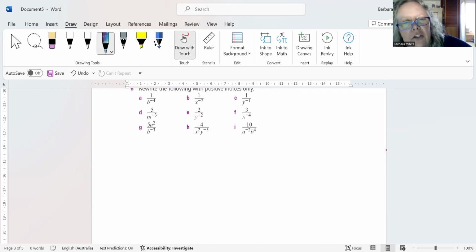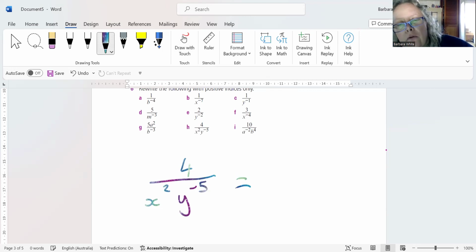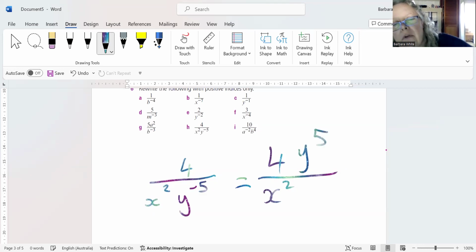Let's do h. We got 4 divided by x to the power of 2, y to the power of -5. All right, 4 is positive, let's leave it on top. X to the power of 2 is positive, let's leave it where it is. Y to the power of -5 is the negative bit, so let's put that on the other section of the fraction. That's it. Have fun with that, and come back next time for powers of 0.